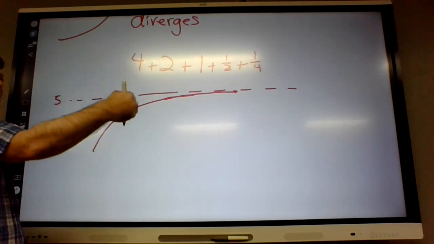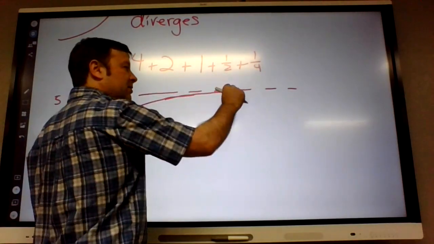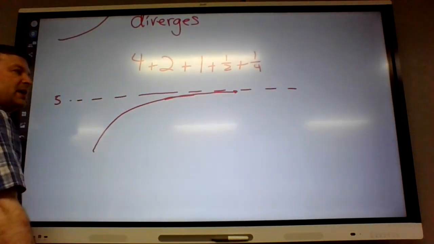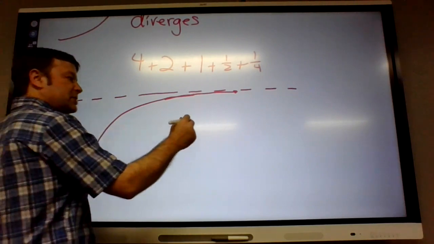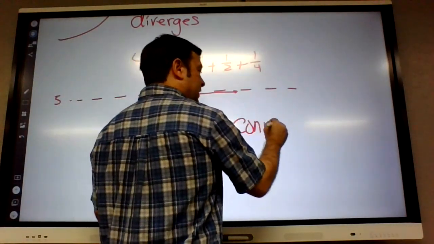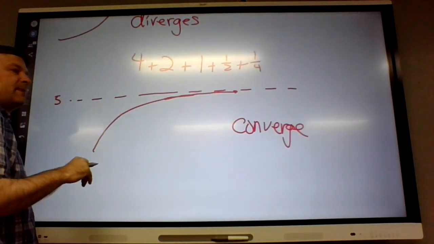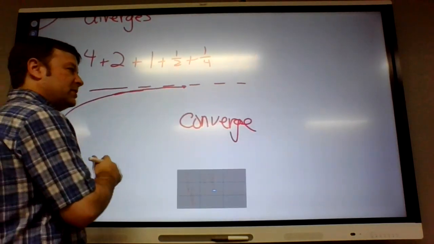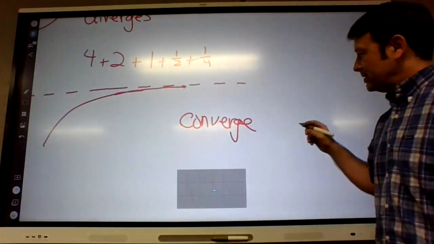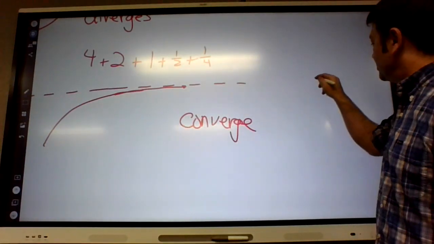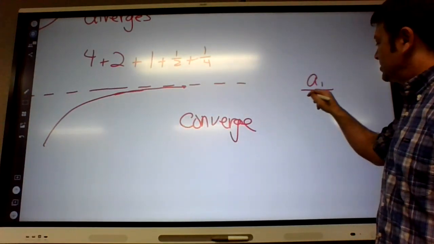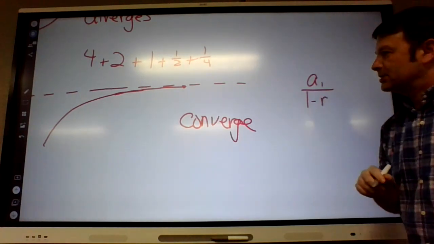But the higher you go, the more you keep adding, the closer and closer it gets. So it does converge. And if it converges, you're going to say, what number is it approaching? And the formula for that is very simple. It's right over there also. It's a sub 1 over 1 minus r.